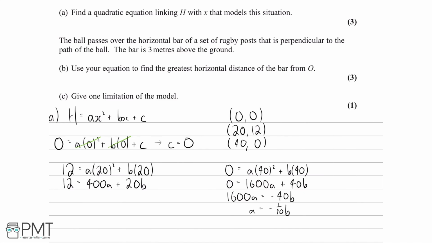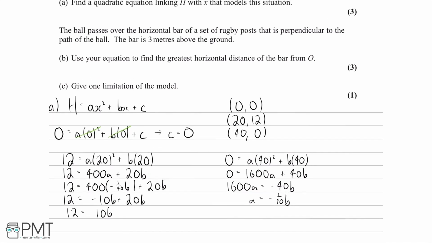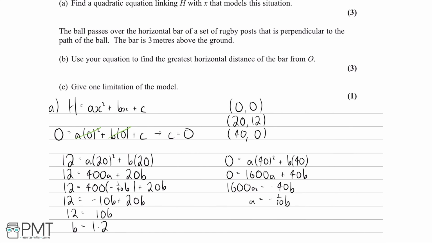Now I can plug that into this first equation here. It's left with 12 equals 400 times minus 1 over 40 b, plus 20b. Simplifying, we have 12 equals 400 times minus 1 over 40, which gives us minus 10b, plus 20b. So 12 equals 10b. And finally, that means that b equals 1.2. From here, we can find out that a equals minus 1 over 40 times 1.2, which leaves us with minus 0.03. So finally, our answer will be h equals minus 0.03x squared plus 1.2x.